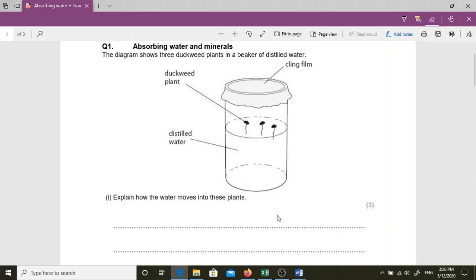So the important keyword here to underline is water. They want to know how water moves. And if they want to know how water moves, that always means we're talking about osmosis. So the first mark here is just saying that the water moves into the plant by osmosis.